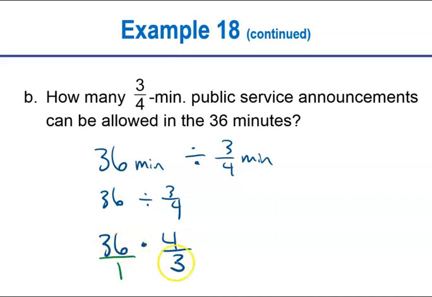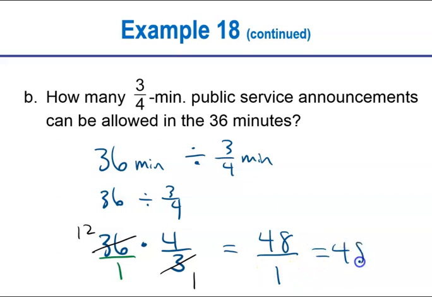I noticed that 3 goes into 36. Watch this. So 3 goes into 36 how many times? 12 times. 3 goes into 3 1 time. And then I multiply and get 12 times 4, we know that's 48. And then 1 times 1 is 1. So that would be 48 announcements.